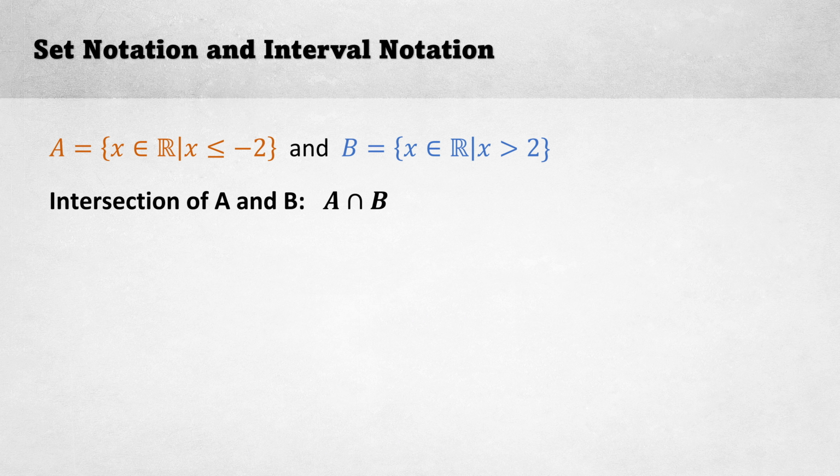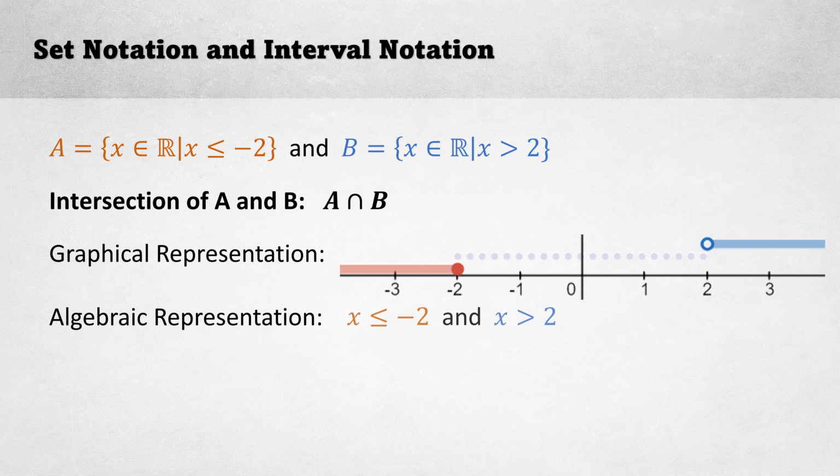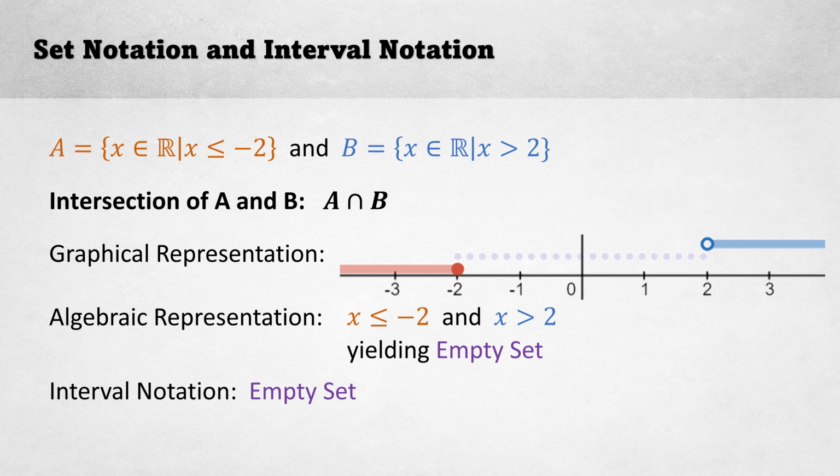The intersection of A and B means the set of all real numbers that are in both A and B. The graphical representation means the intersection of the two graphs in blue and red. However, there is no intersection between the two graphs, meaning there is no intersection between A and B. Algebraically, we represent it as x is less than or equal to -2 and x is greater than 2, which yields the empty set. In interval notation, we also get the empty set. And in set notation, we use the empty curly bracket for the empty set or the symbol for the empty set.